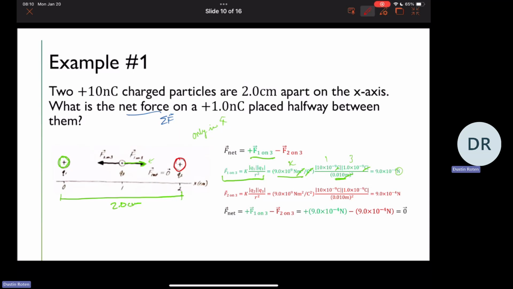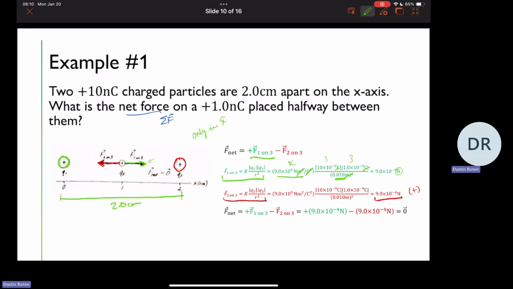Now, if we look at the other vector here, so we have the force of 2. I'm labeling that the force of 2 on particle 3. So 2 on 3. Now we need to do this red vector. And it turns out we do the same thing again. We plug in these values. Here's our Coulomb's law. Plug in the values. And lo and behold, we get the same number again. Notice that they're both positive.